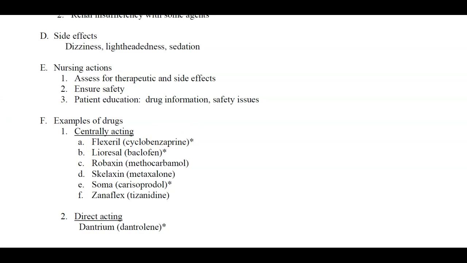Dantrolene is used in malignant hyperthermia. So what is malignant hyperthermia? Malignant hyperthermia is a fast rise in body temperature. Sometimes because of that fast rise, it can cause severe muscle contraction. And this is usually genetic, and it is secondary to or caused by general anesthesia, most specifically propofol.